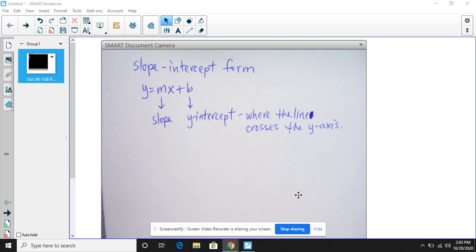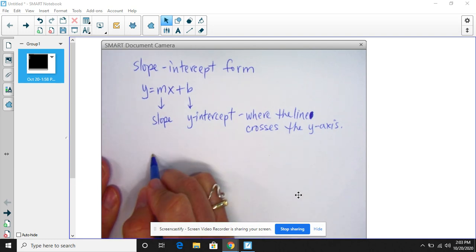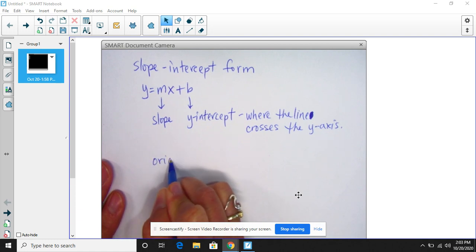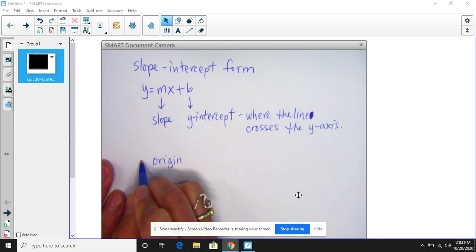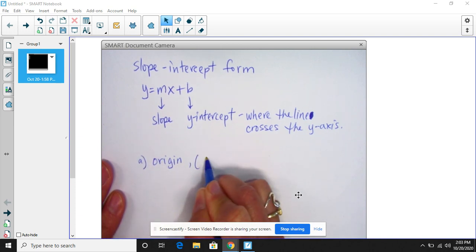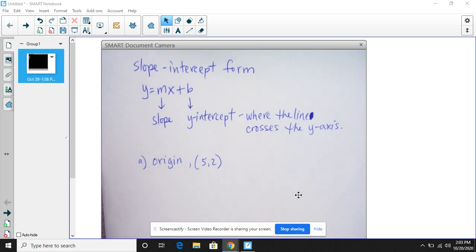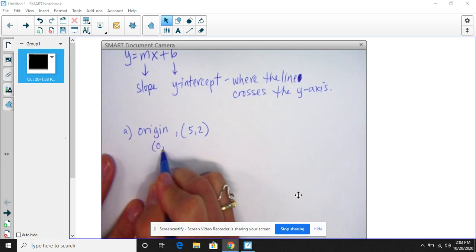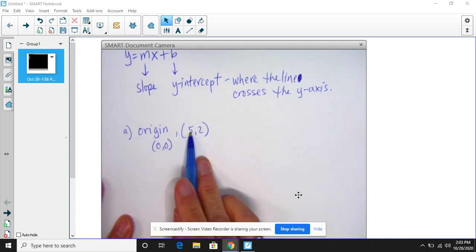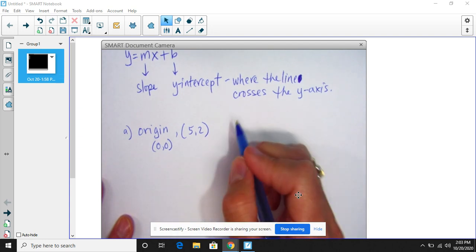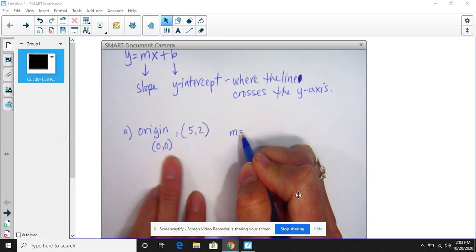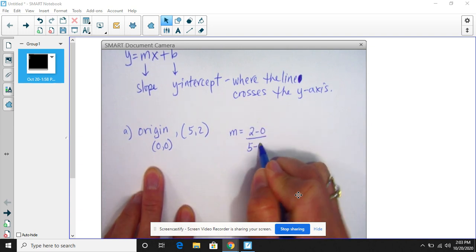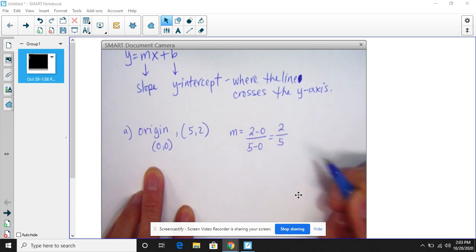So the first set of problems I gave everybody, I told you that we're going to write an equation of a line through the origin. So a line goes through the origin and through the first point I used, which was 5, 2. And then I asked everybody, okay, what's the ordered pair for the origin? And we said it's 0, 0. So we're writing the equation of a line that goes through these 2 points. What we did is we found the slope, y2 minus y1 over x2 minus x1, which gives you 2 minus 0 divided by 5 minus 0, which gives you 2/5.